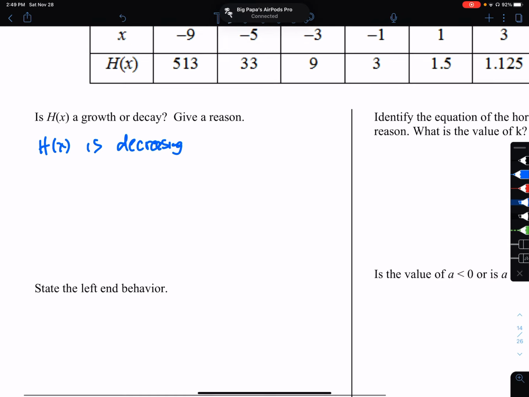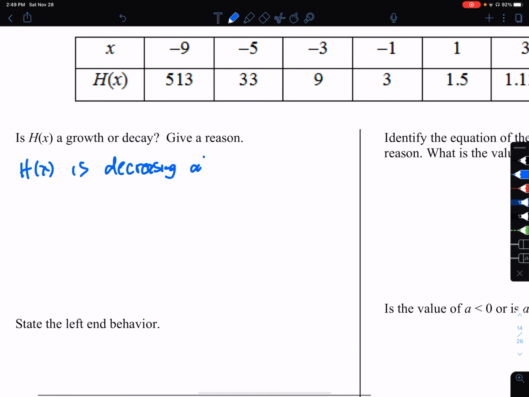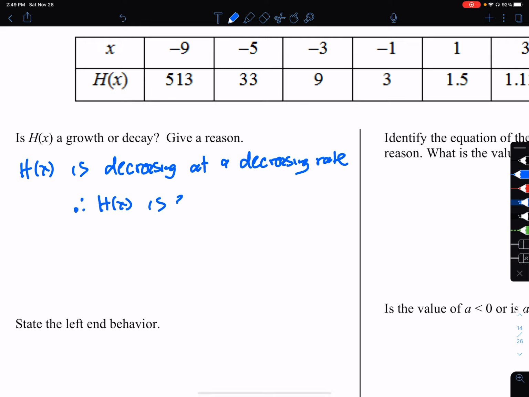and the gap between these numbers are getting smaller. So h of x is decreasing at a decreasing rate. The conclusion, h of x is exponential decay.